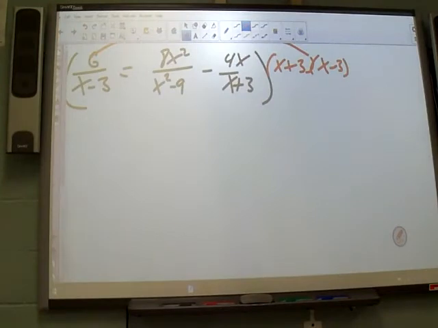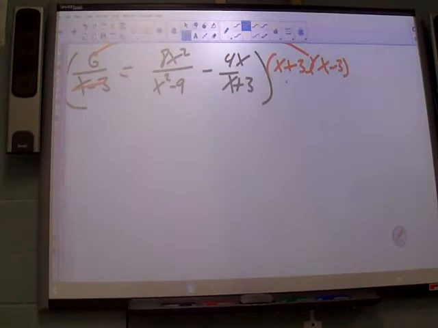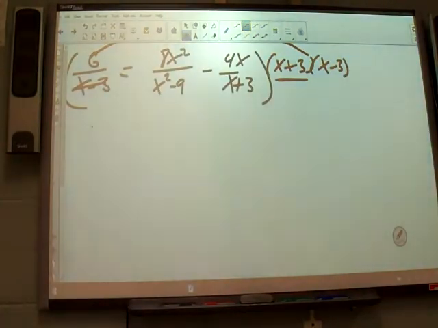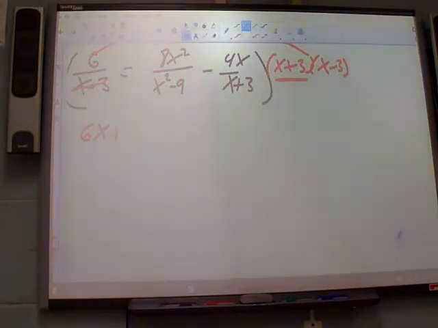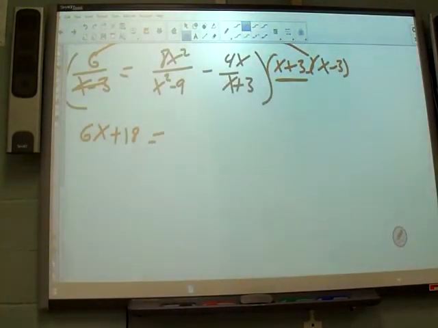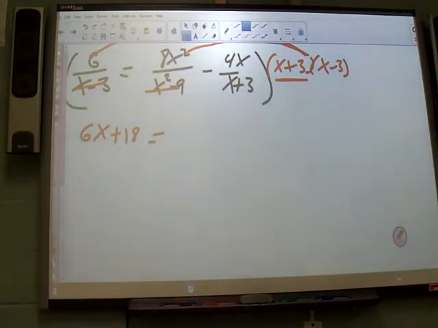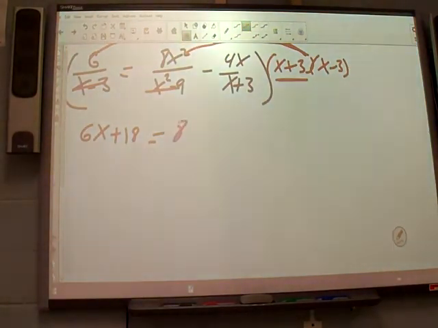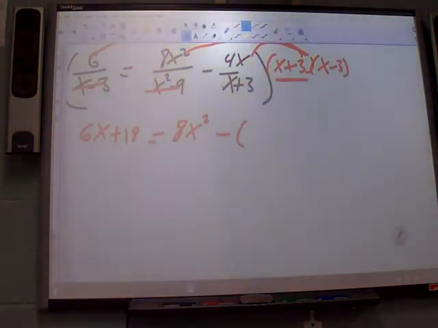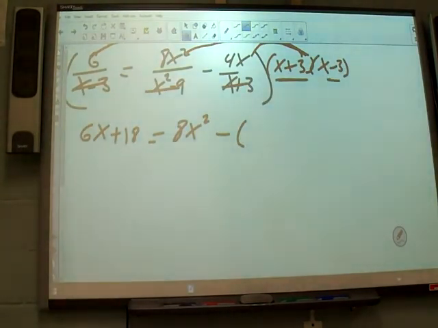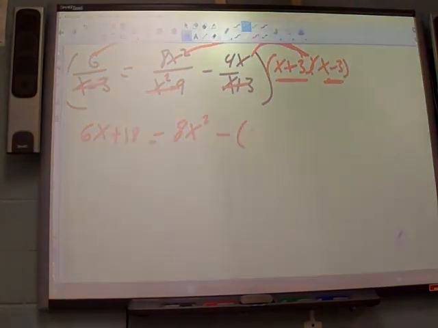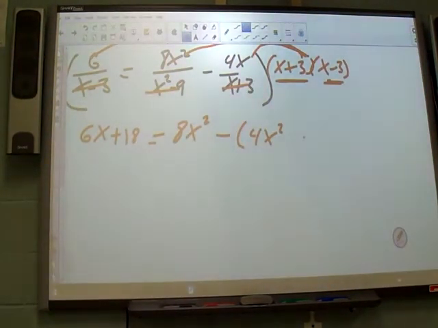So when we bomb this piece, the x minus 3's cancel out. So we just have to distribute the 6 to the x plus 3. So it's 6x plus 18. Yes, sir. Equals, now, here's what Grant was talking about. That whole thing would cancel out. So that one would just be the 8x squared left. Okay, minus, the x plus 3's cancel. It'd be 4x. So it'd be 4x squared. What else?